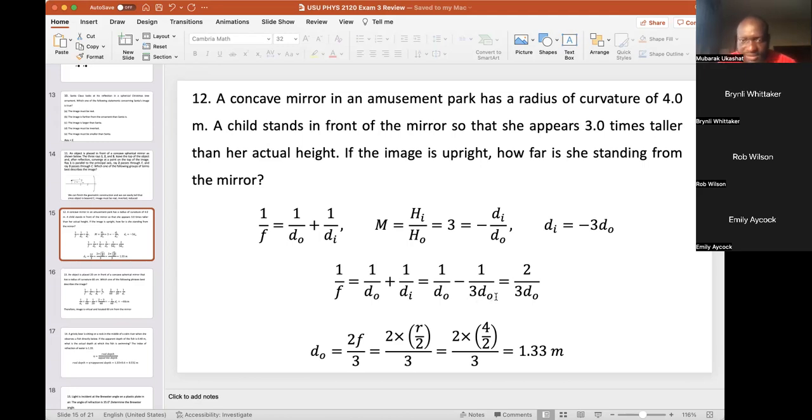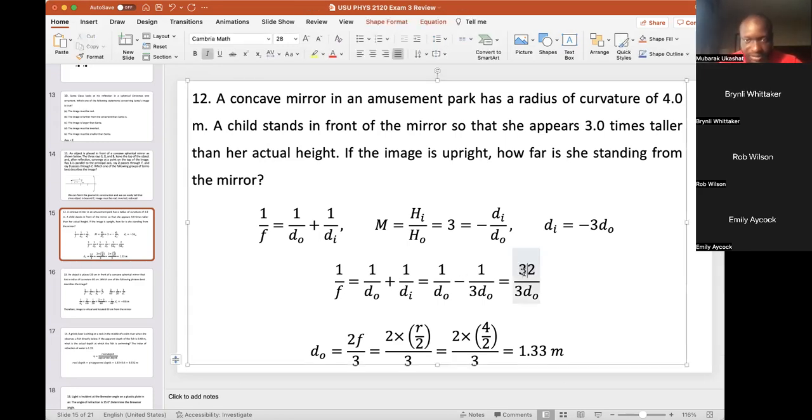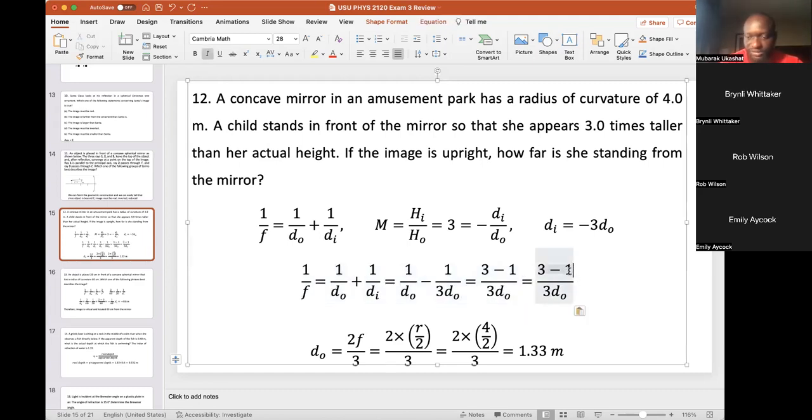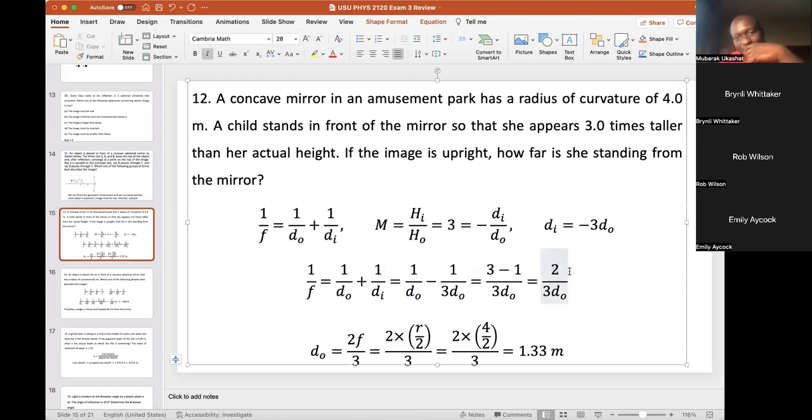I don't know if that makes sense. It's a common thing we do, we call LCMs. So what is common between d naught and 3 d naught is 3 d naught. 3 d naught divided by d naught is 3, 3 times 1 is 3. So I'll do it here. So this becomes 3 minus 1, over 3 d naught. That's how we get 2 over 3 d naught. Does that make sense now? Okay.